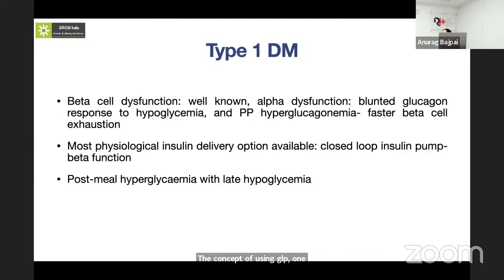Previously, to address these issues, pramlintide, which is an amylin analog, was being used, but again, you need multiple subcutaneous injections of pramlintide. Then came up studies with exenatide, which was also a GLP receptor analog used twice daily. To reduce the frequency of injections, this study was conducted with liraglutide.